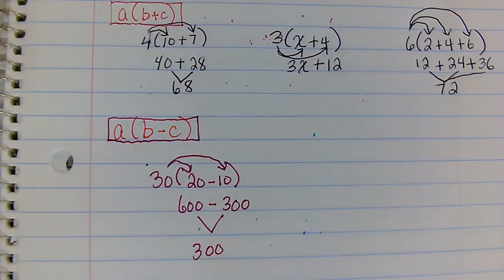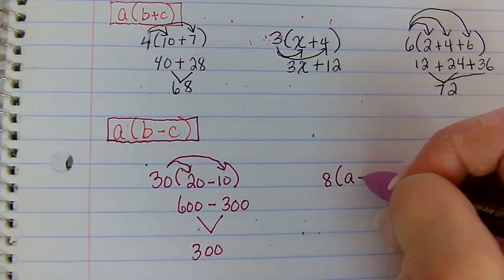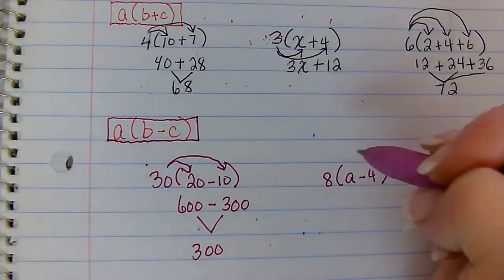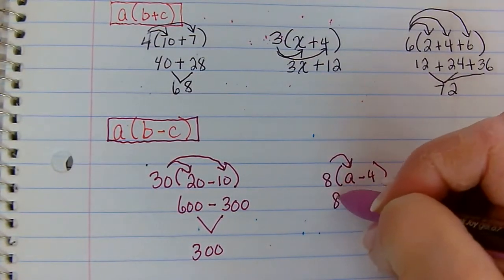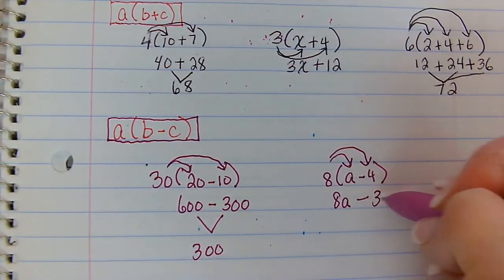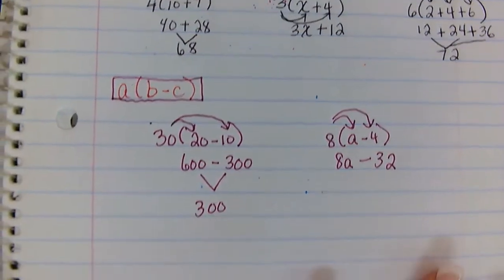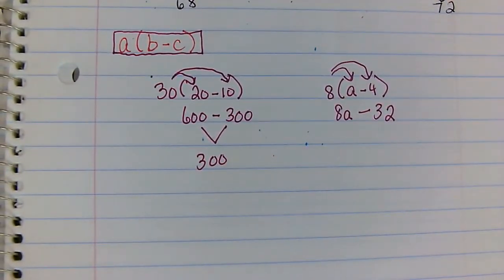Okay? Let's look at a different sample. 8 times the quantity of A minus 4. Well, 8 times A is 8A. Bring down your subtraction sign, and 8 times 4 is 32, and that's as simple as it gets. Okay? Move on to another sample.